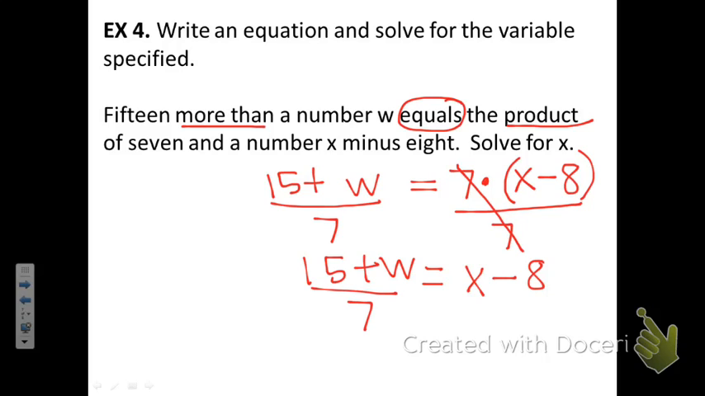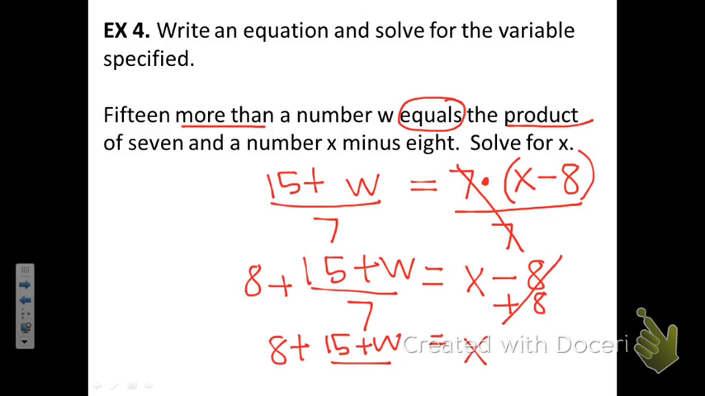And then to get x by itself, we're going to do the opposite of what's happening with that 8, which is subtracting, so we're going to add 8 to both sides. So these 8's subtract out, you're left with x equals 8 plus 15 plus w divided by 7. And there's your expression. Good luck.